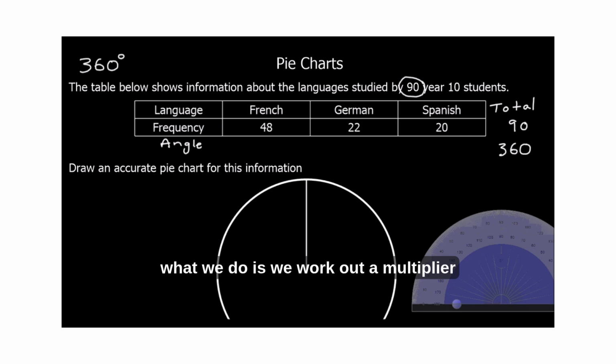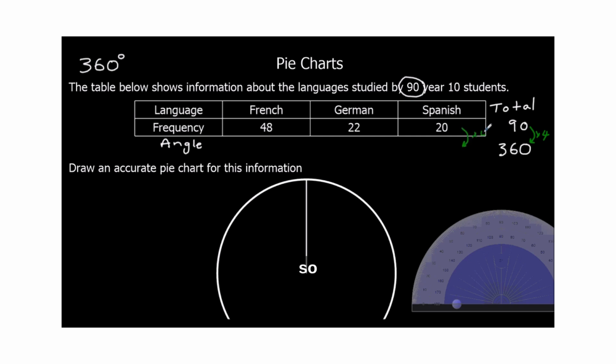So what we do is we work out a multiplier. So how can we go from the frequencies to the angles? So we've got 90 in total and the angle's 360 in total. So we're working out a multiplier. What do you multiply 90 by? What do you times 90 by to get 360? How many 90s make 360? And that's 4. So we've got a multiplier of 4. So to go from frequencies to angles, we are going to times by 4.